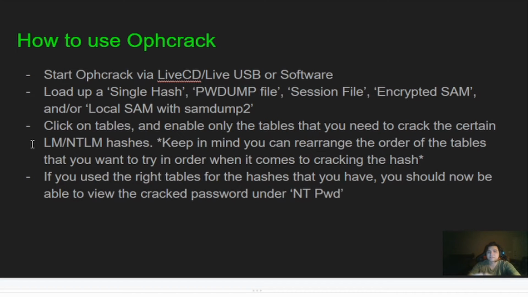Now in the demo, we're going to be using PWDump files. Click on tables. You can also arrange the tables, and enable and disable the tables that you want. We're only going to use one table, and I believe that is XP free in this upcoming demo. Therefore, we're probably only going to crack one password, because the others are complex, and they're like Windows 7. And remember, if you use the right tables for the hashes that you have, you should be able to view the correct passwords under the NT password, which is the right section, which I will show you in the upcoming demo.